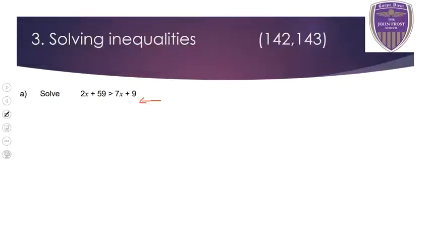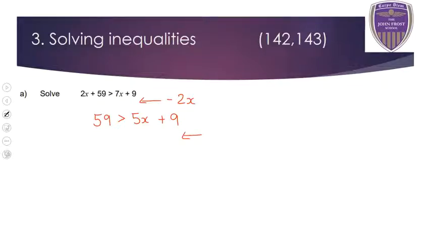So for this question, we've got 2x on one side, 7x on the other side. 2x is the smallest, so we're going to subtract it. If I subtract 2x from both sides, I get 59 left on this side. This greater than symbol stays the same. I haven't got 7x anymore, so we're taking 2x away from it, so that's 5x, and then we've got plus 9 on that side. Okay, so 59 is greater than 5x plus 9.